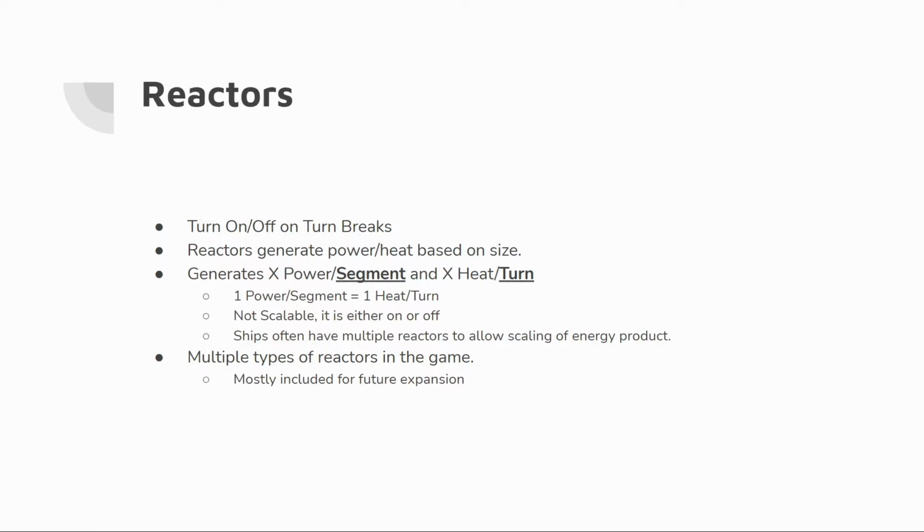Regardless, every reactor, if it generates X power per segment, it produces X heat per turn. So if it generates 1 power per segment, it'll generate 1 heat per turn. If it generates 2 power per segment, it'll generate 2 heat per turn. It's not scalable. It's either on or off. As I mentioned earlier, some ships have multiple reactors that allow scaling of energy production, because they could also then control their heat production as well.